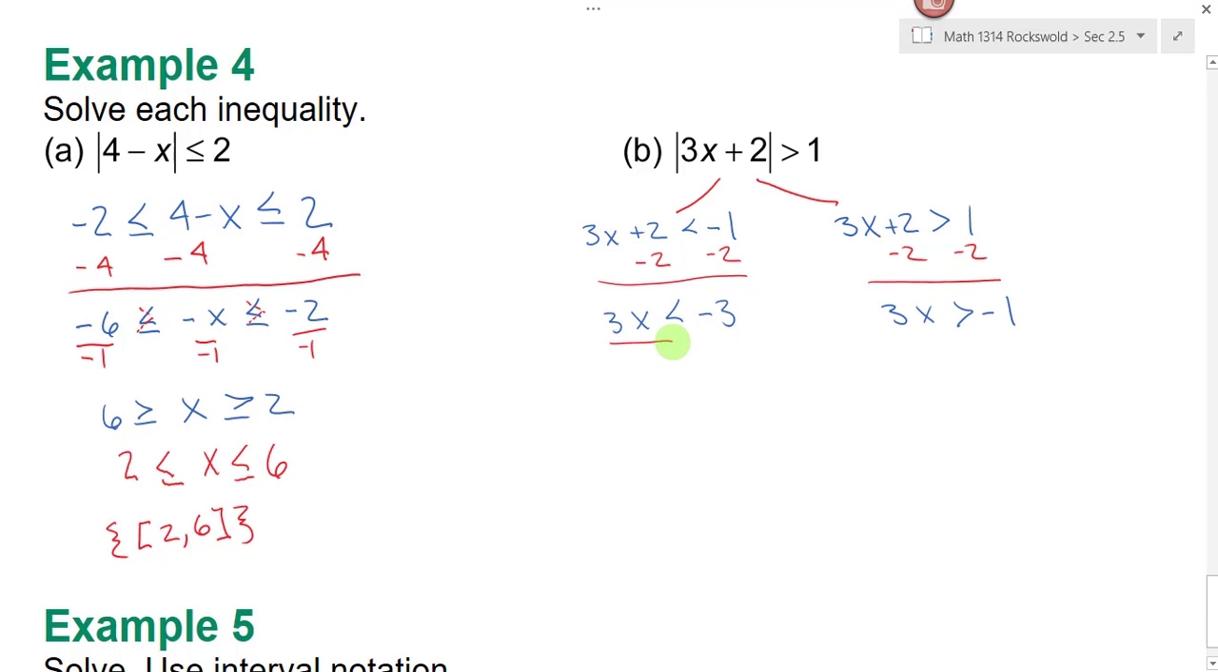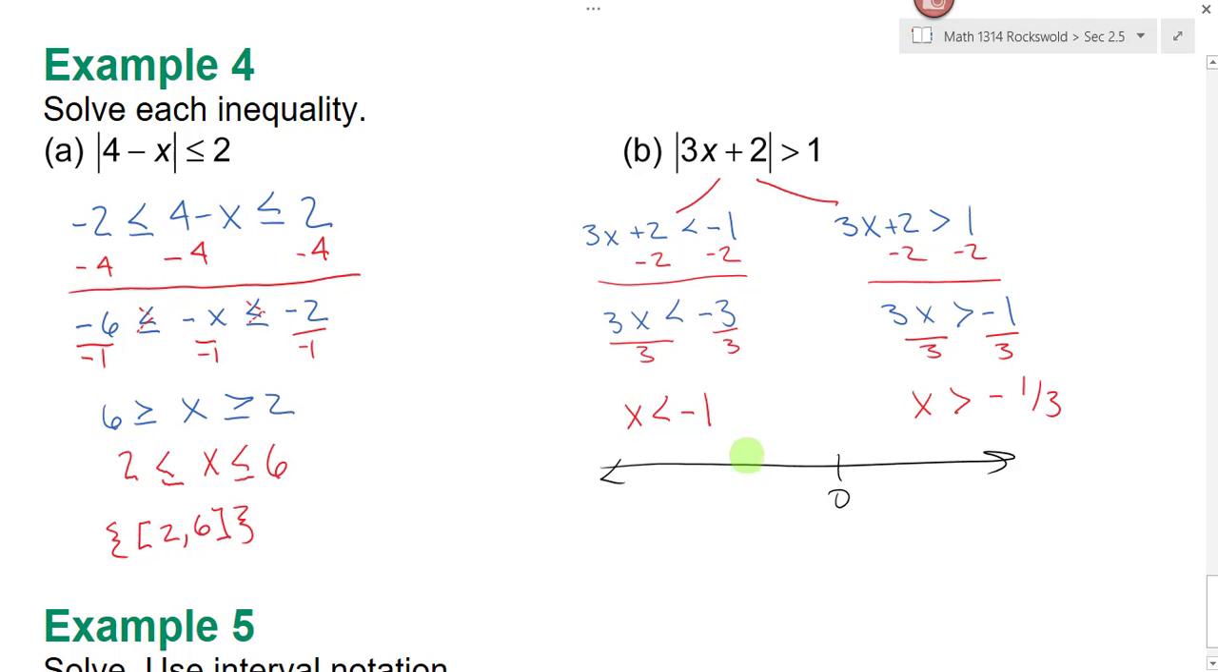Divide both sides by 3. Do I have to flip the inequality now? No, because I'm dividing by a positive. If I were dividing by a negative, I'd have to flip the inequality. So x is by itself now, and I get x is less than negative 1, or x is greater than negative 1/3. If you were to graph this on a number line, which number would be to the left and which number would be to the right?